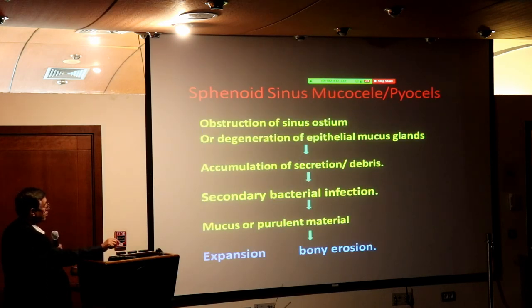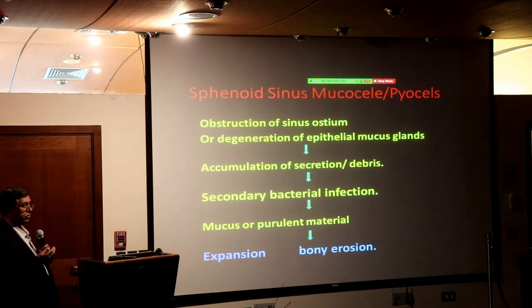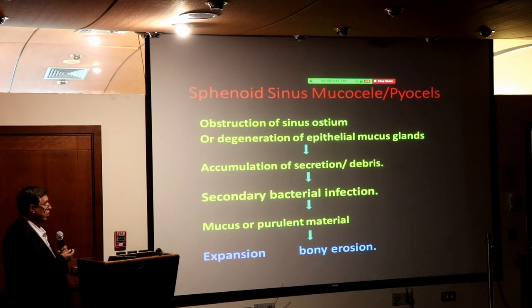The main thing in the mucocele problem, which may turn into pyocele if it gets infected, is obstruction of the sinus ostium. So there is the sinus with this epithelium, the ostium is closed, secretions continue and are blocked, so they will accumulate and get secondary bacterial infection, purulent material, and then it will expand and cause bone erosion.